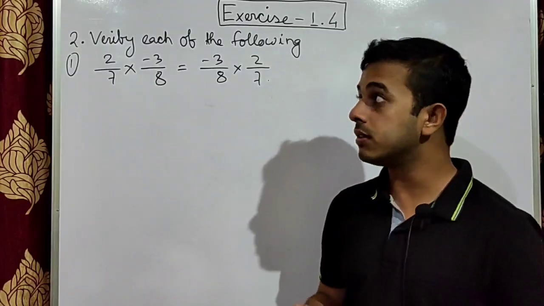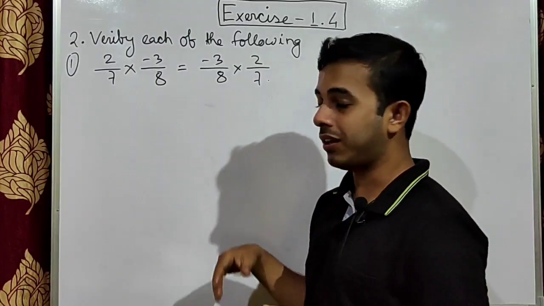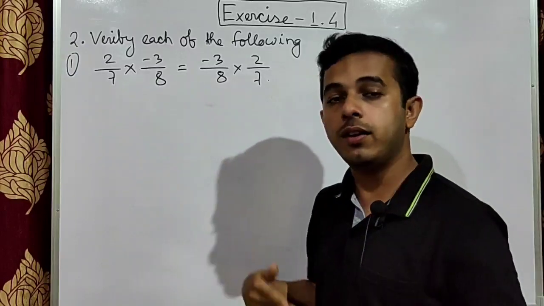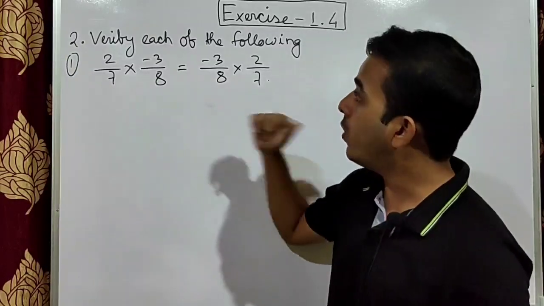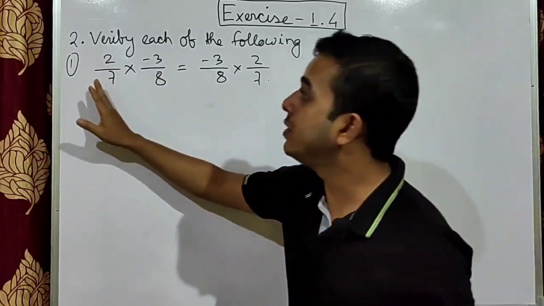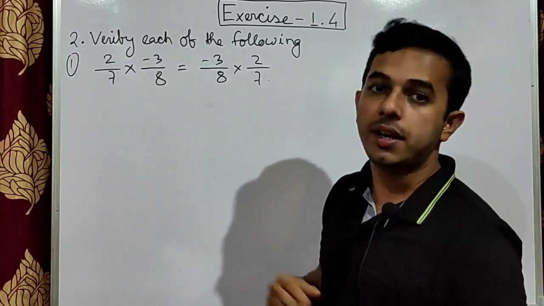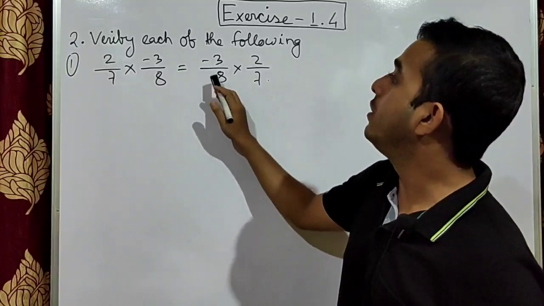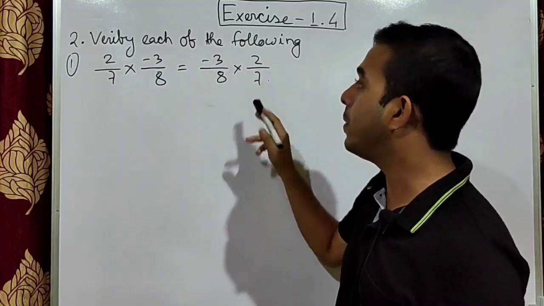Our next question is: verify each of the following. Here I have written only one, then we will solve the other. Now what we have to do is find that LHS equals RHS. Suppose this is A by B and this is C by D. Now this will be C by D and this is A by B.